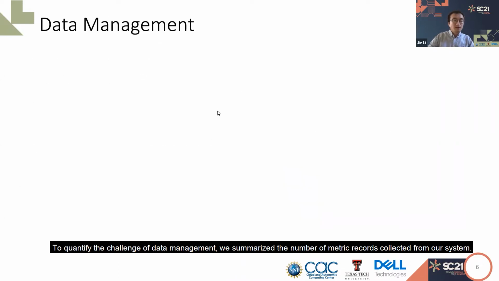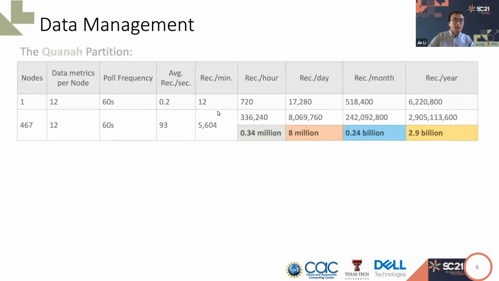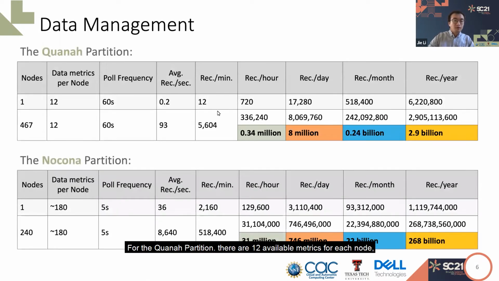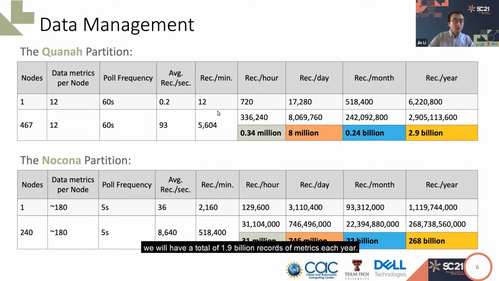To quantify the challenge of data management, we summarize the number of metric records collected from our system. It is based on the available sensors and the total number of nodes in the cluster. For the Kona partition, there are 12 available metrics for each node. The data pulling frequency is 60 seconds. When multiplied by the total number of nodes of the Kona partition, which is 460, we will have a total of 1.9 billion records of metrics each year.